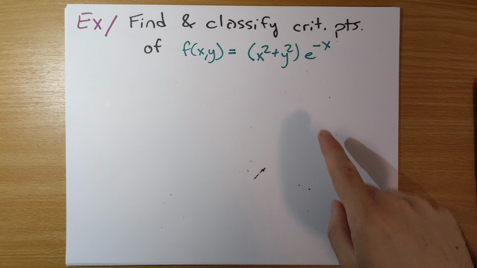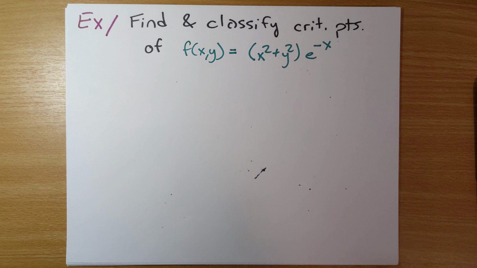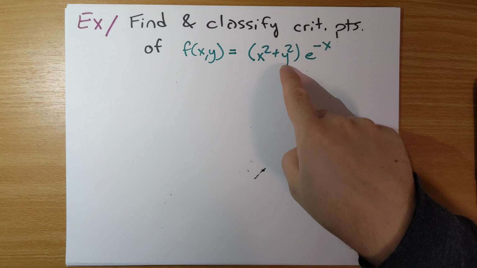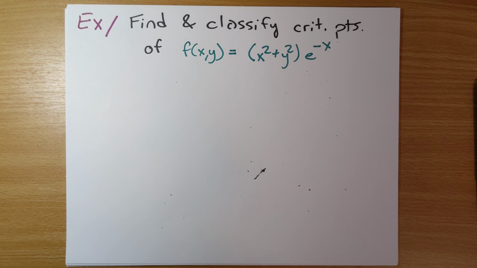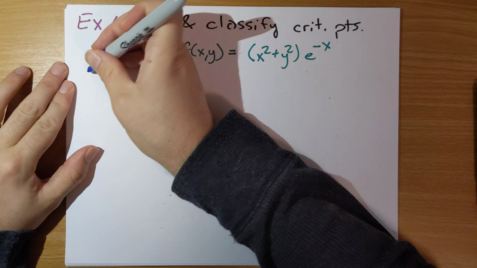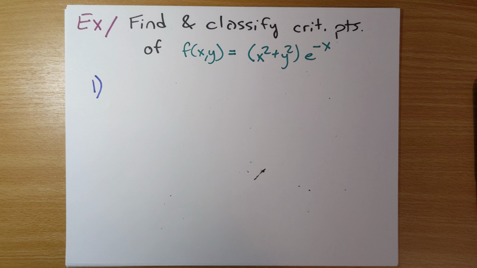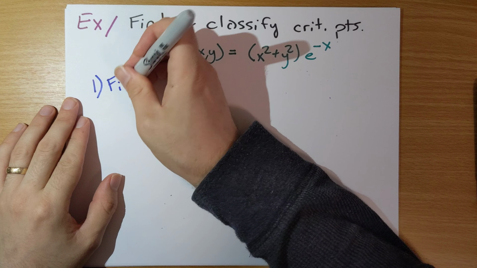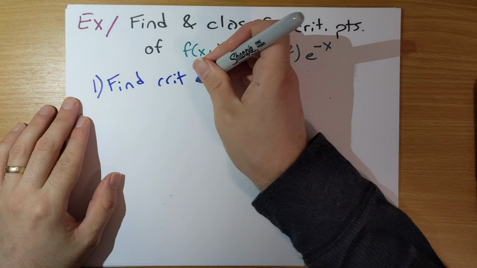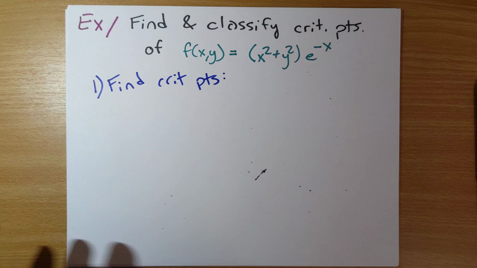So let's find and classify critical points of f of x comma y is x squared plus y squared, all of that times e to the negative x. So how do we go about doing this? We're going to break this down into a couple steps here. The first part is going to be find critical points. How do we do that?